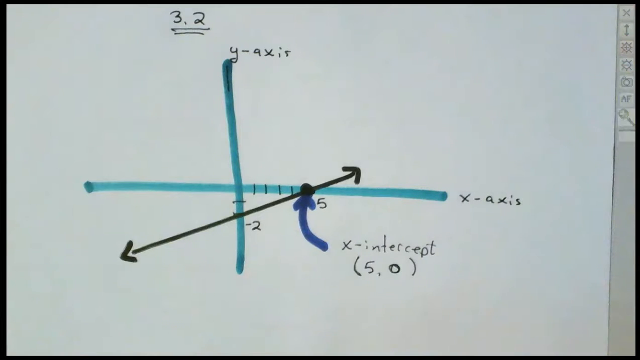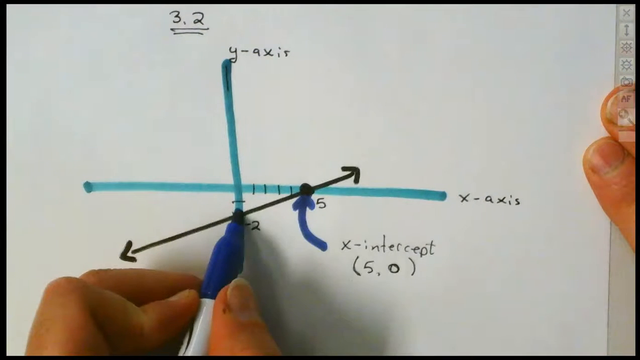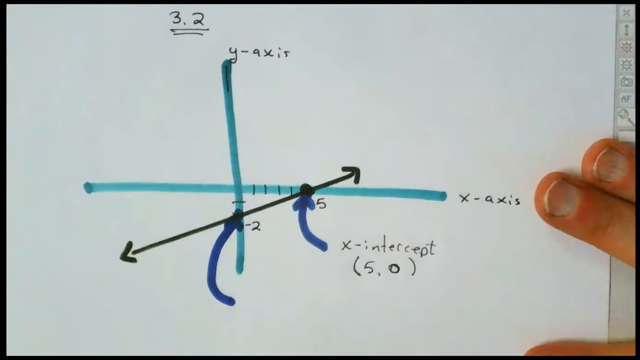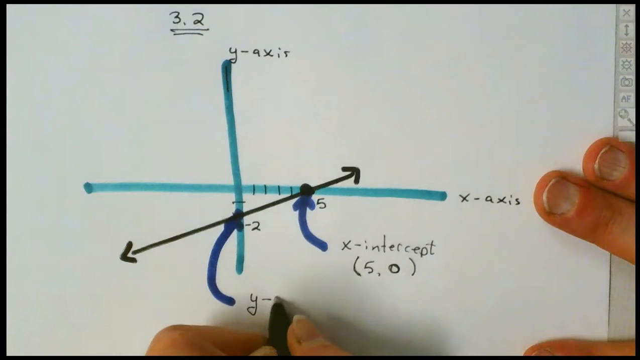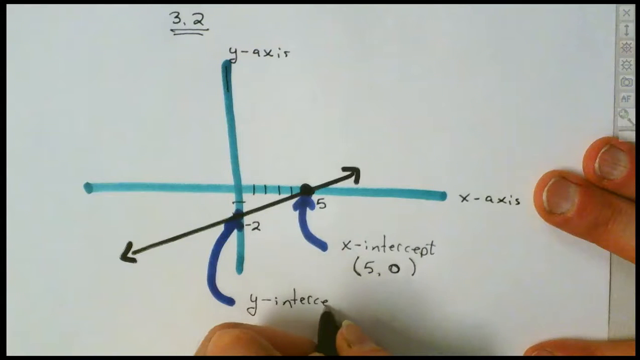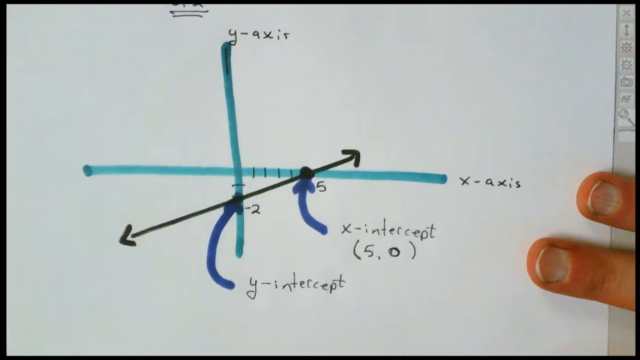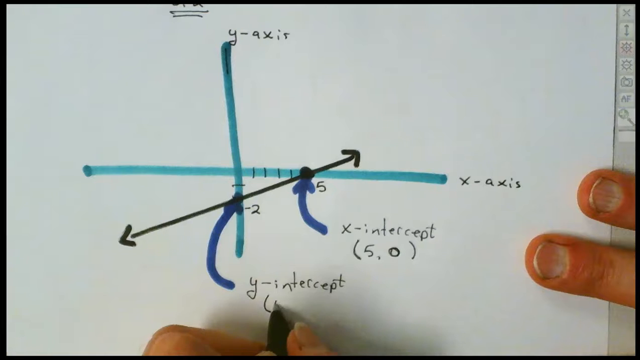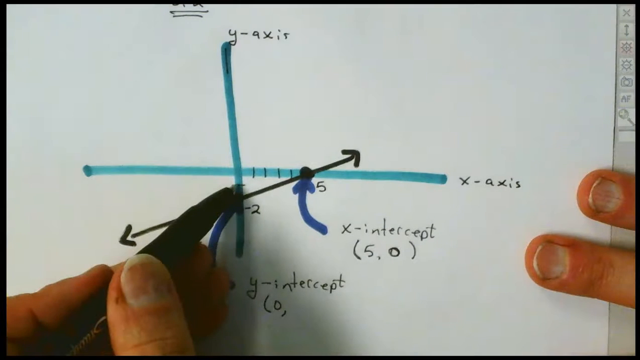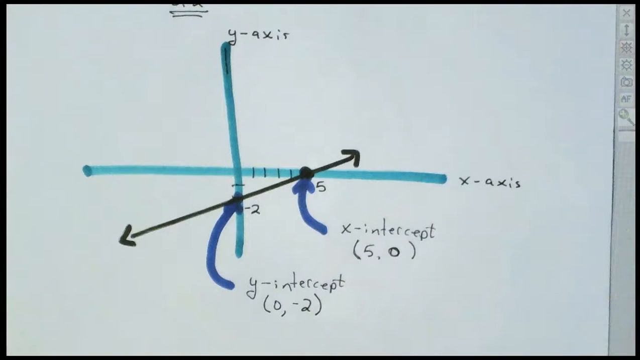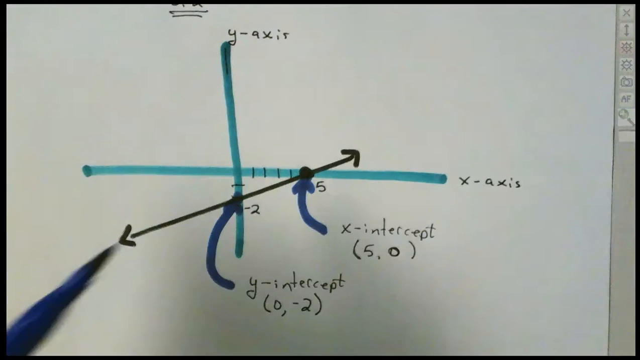Now, this graph also has a y-intercept. And the y-intercept is right here. And what would your y-intercept look like? As an ordered pair, your y-intercept would be 0 for the x, and then it's down 1, 2. So your y-intercept would be 0, negative 2. So we have an x-intercept, and we have a y-intercept.